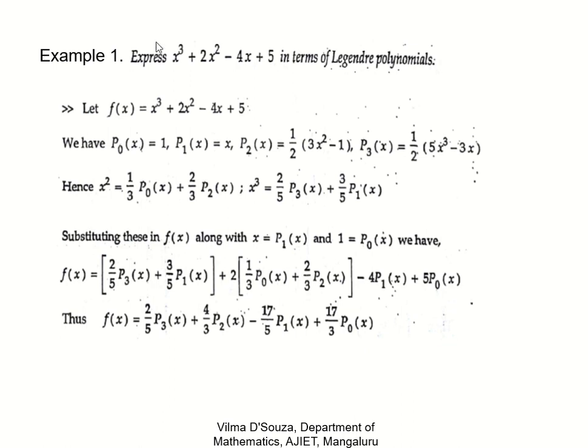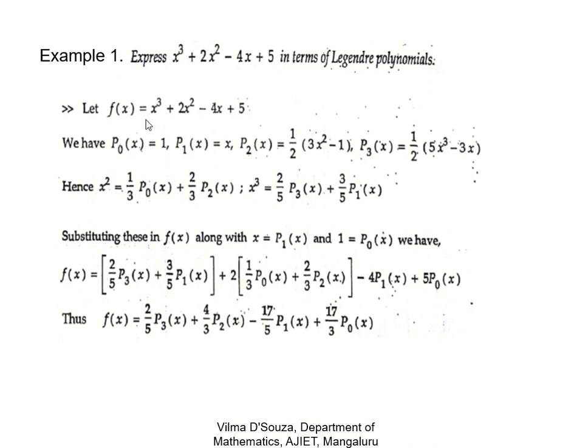So you have a problem here, that is expressing the given polynomial in terms of Legendre's polynomials. Here the problems are of the type: given any function, you need to express it in terms of Legendre polynomials, that is in terms of P1, P2, P3, P4 and so on. So how do you express this? I'll explain the method with an example only. Take the given polynomial as f of x. Let f of x be equal to x cube plus 2x square minus 4x plus 5.